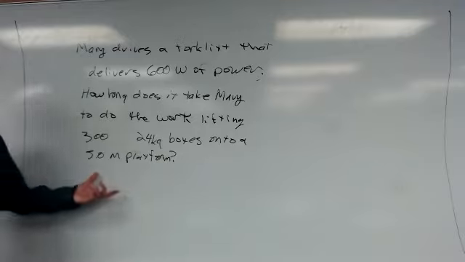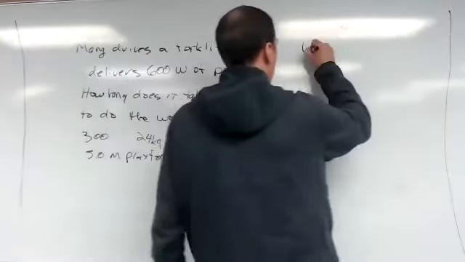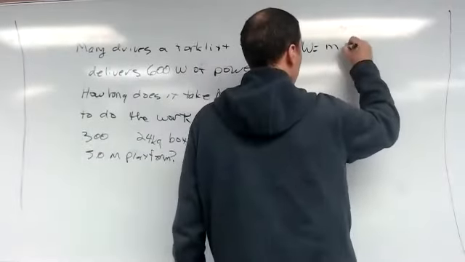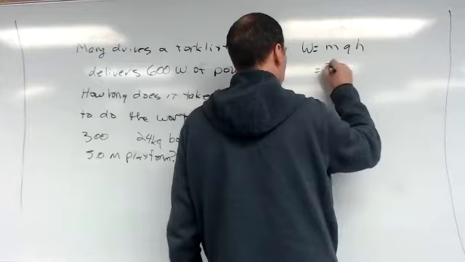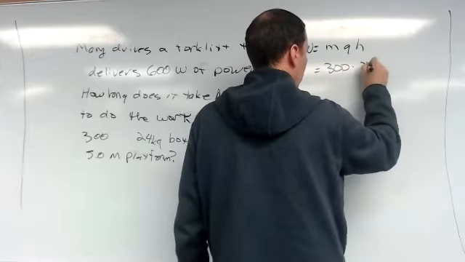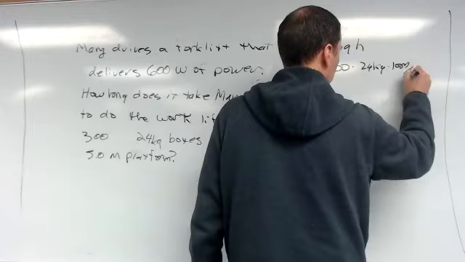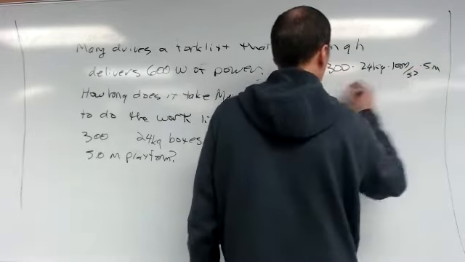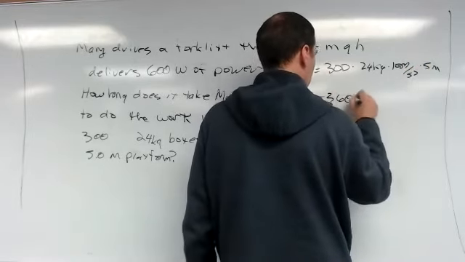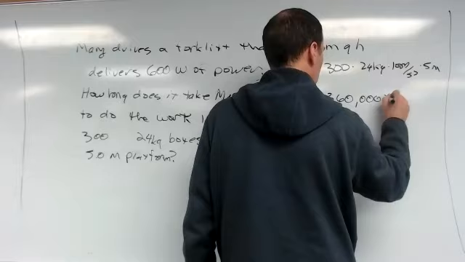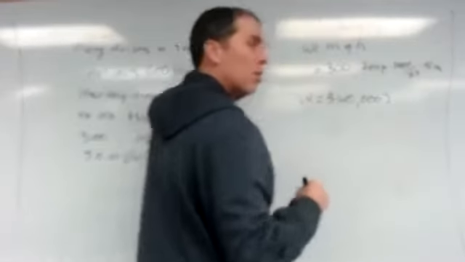So we already decided the work done for that, right? The work done is just mgh, so technically it's 300 times 24 kilograms times 10 meters per second squared, that's 5 meters, and that's what we got, 360,000 joules. That's the work that has to be done, right?